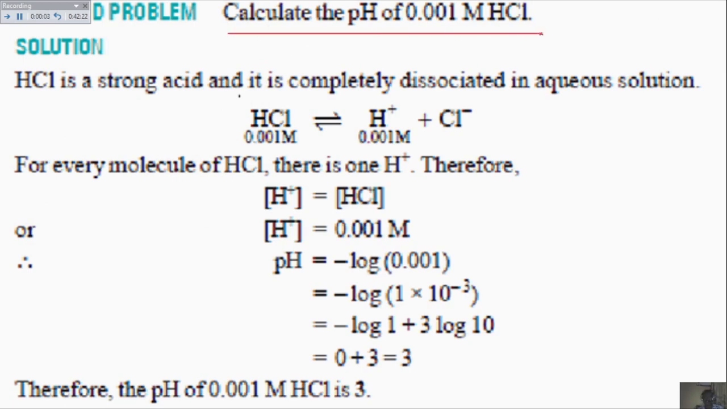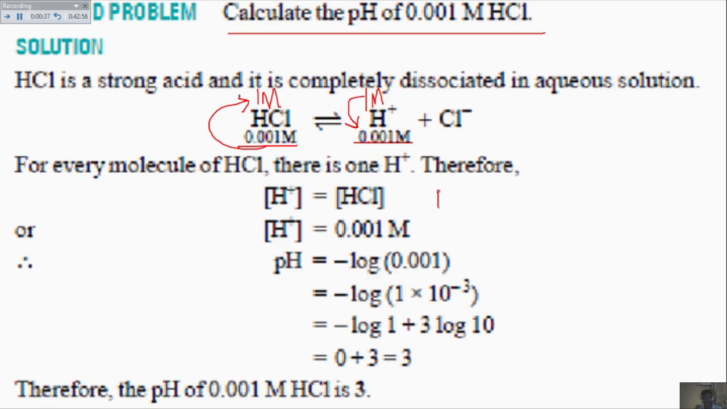Now this one is to calculate the pH of a strong acid. In this particular case, the strong acid ionizes completely in water. What is the implication here? The implication is that 1 molar of HCl will give you 1 molar of hydrogen ion concentration. If 1 molar is 0.001, automatically the hydrogen ion concentration here will be the same thing, 0.001 molar. Just recall that pH equals minus log H plus.